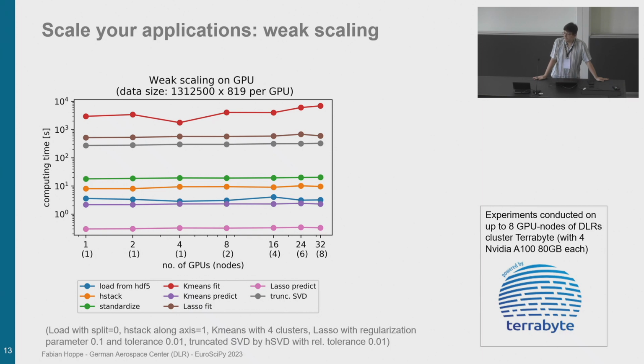Let me now say something about weak scaling. Weak scaling means what happens if you double the size of your problem and at the same time double your computational resources. If you do that, you hopefully end up with the same computing time. I did this experiment for some basic tasks like loading from files, stacking data, applying a standard scaler, k-means, lasso, and truncated SVD. And you can see, except for the k-means, which is not so optimal, you have quite good scaling behavior here.